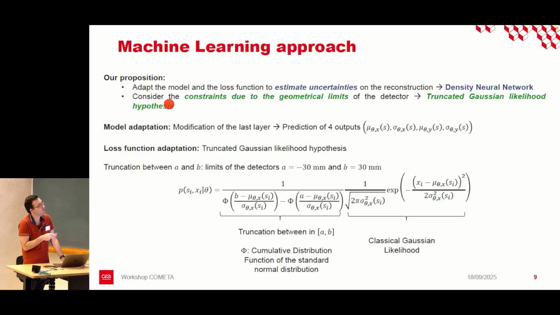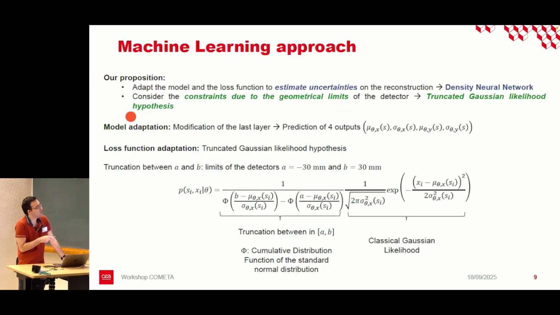And then we also want to consider some constraints that are due to the geometrical limits of the detector. So for instance, one constraint is that we know that the interaction is inside the detector and not outside. If we observe the signal, it means that the gamma ray interaction occurs inside the scintillator volume. So we know that there is no possibility to have a position of interaction that is outside the detector.